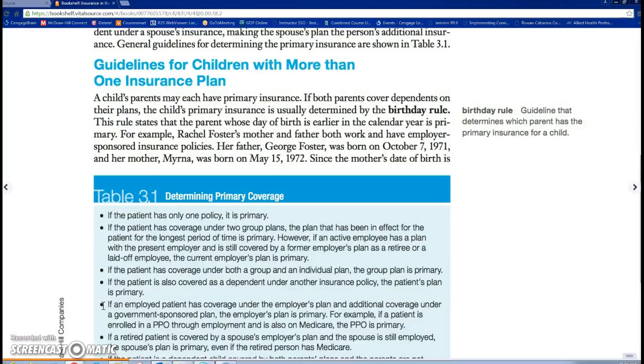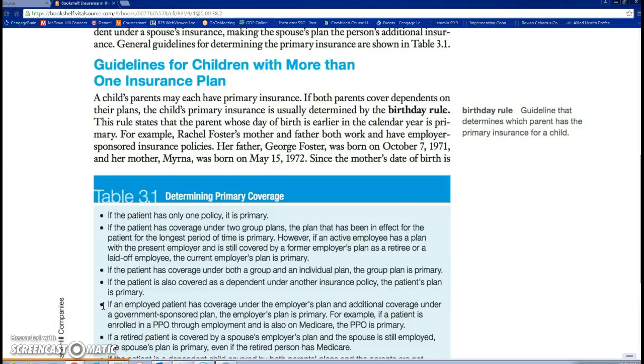Now, it gets to be a little crazy when you have children, especially if they're covered by both parents. If that's the case, then it's determined by the birthday rule. And the birthday rule is whoever's birthday comes first in the calendar year. You don't look at the year, you only look at the month and the date. Whose birthday comes first? That would be the primary insurance.